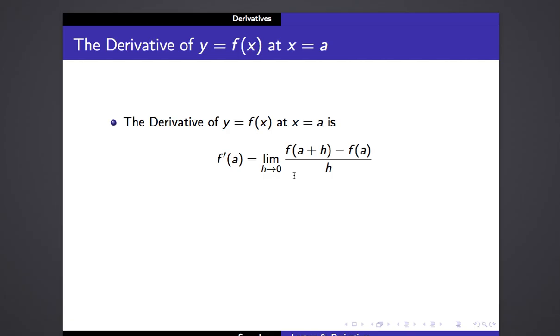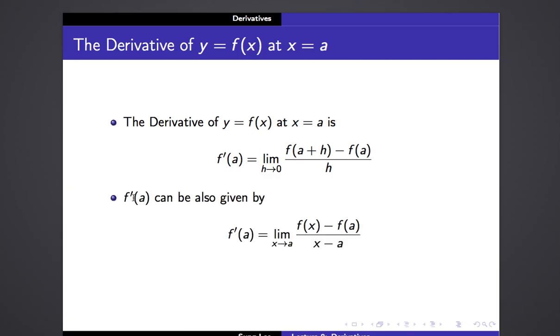Geometrically, that was the slope of the line segment, f of a plus h minus f of a all over h. When h goes to 0, this limit is the slope of the tangent line, and the name is derivative: the derivative of y equals f of x at x equals a, f prime of a. The derivative can also be given by this formula here. So how do you get that? To explain that, let me go back to my notepad again.